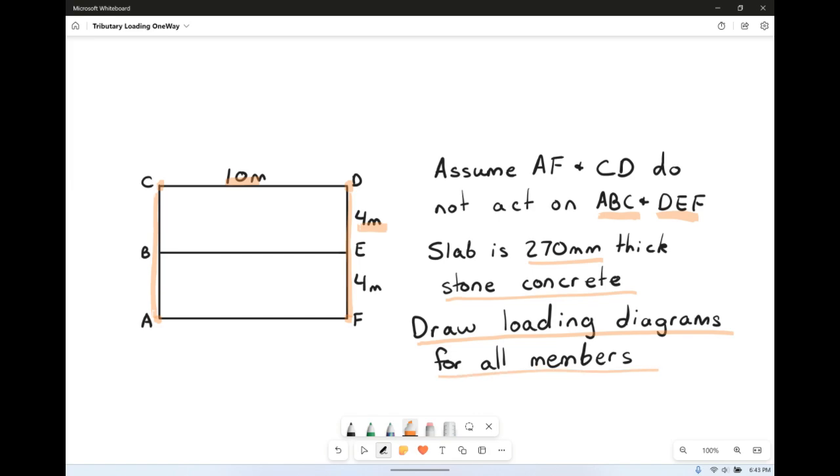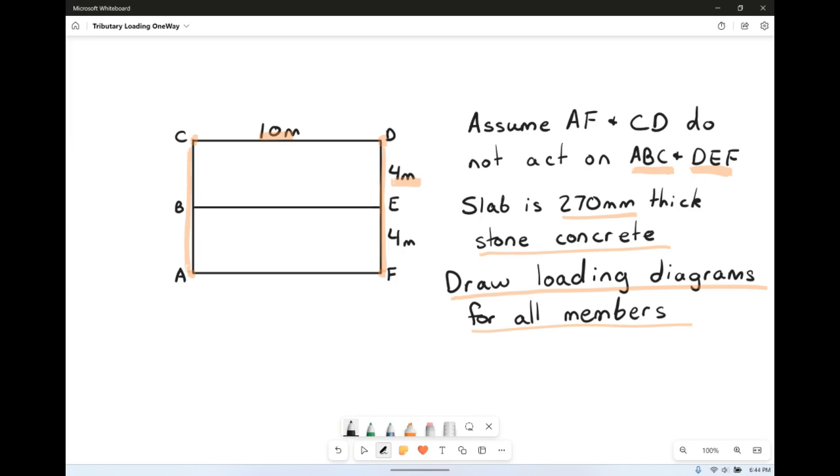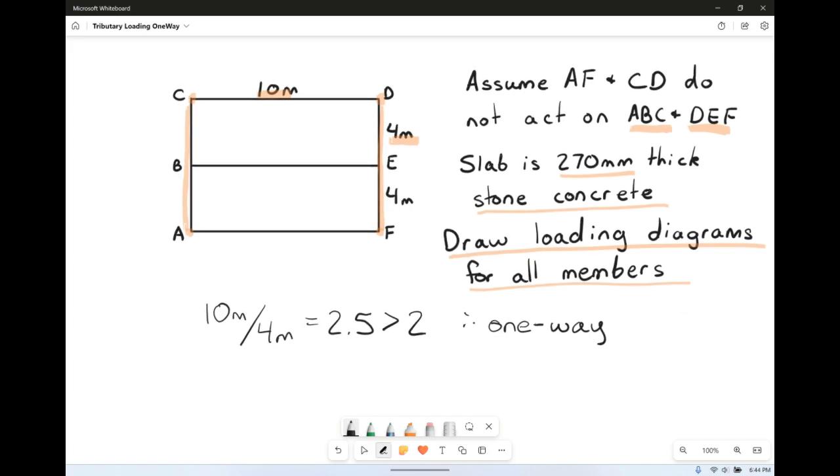So again, first up, we need to discover what type of slab this is. So L2, which is 10 meters, versus L1, which is 4 meters. That's equal to 2.5, which is greater than 2. So we are a one-way slab. Huzzah.